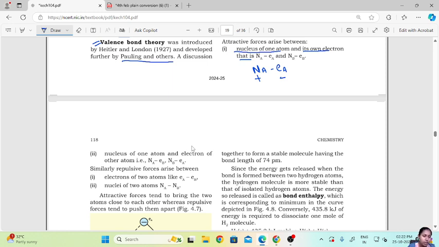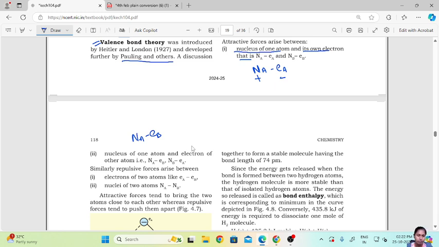Second, the nucleus from one atom and the electron will be from the other atom. So these are the two attractive forces that take place. And similarly, you will have a repulsive force that arises. Now what are the repulsive forces? Repulsive force will be basically between both the electrons and both the nuclei.